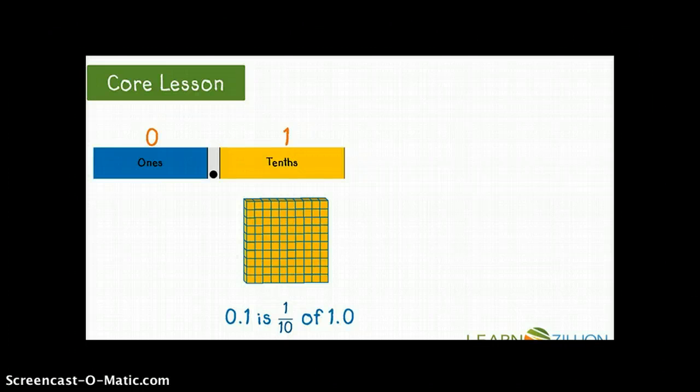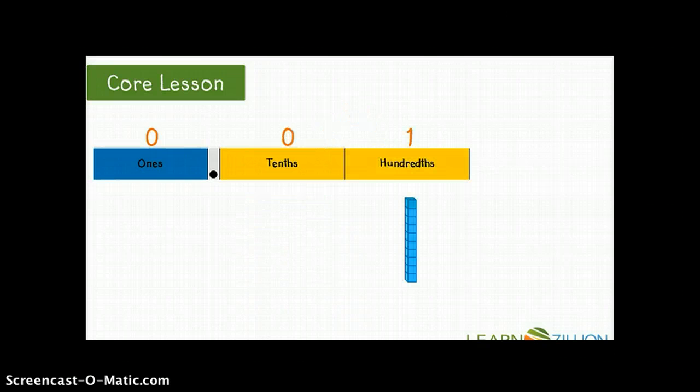1/10th is worth 1/10th the value of 1. This means it would take 10 1/10th blocks in order to get 1 whole. If we continue and move from the tenths place to the hundredths place, the value decreases from 1/10th to 1/100th. The value is 10 times smaller. 1/100th is 1/10th of 1/10th. This means it would take 10 1/100th blocks in order to make 1/10th.